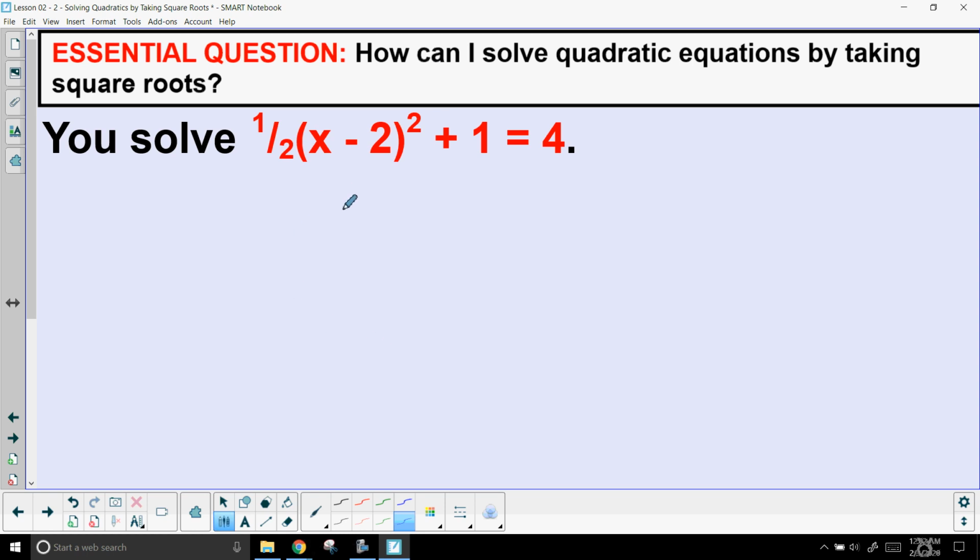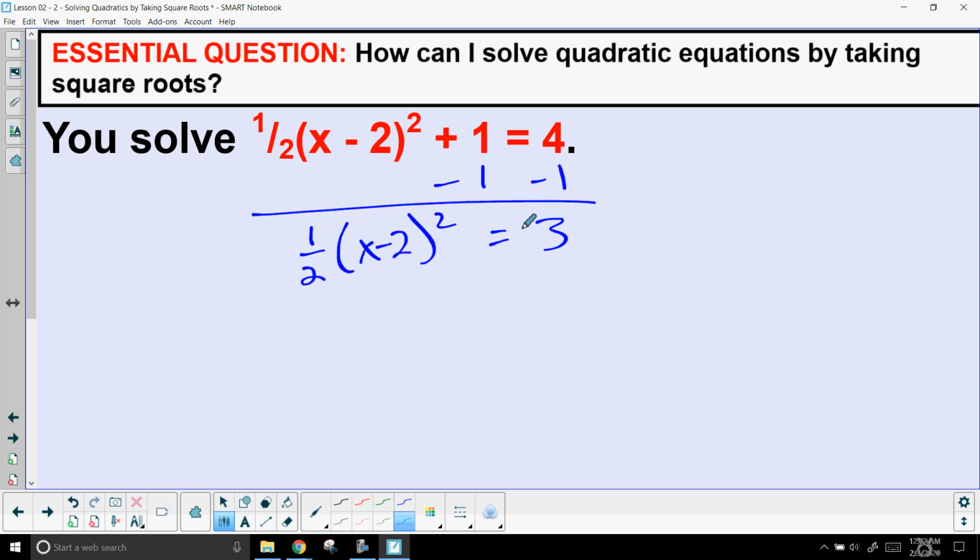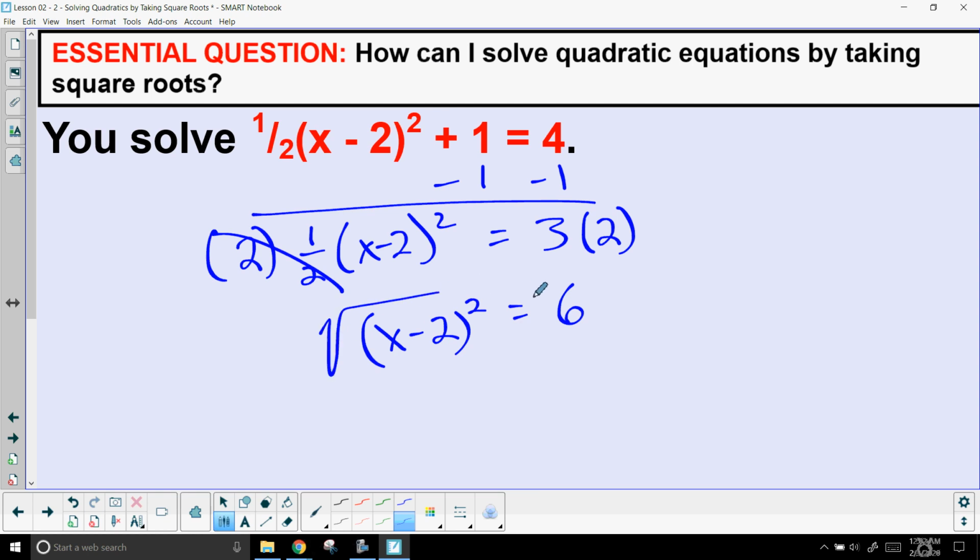Again, order of operations says I should subtract the 1 first. Draw my line. We get 3. Then we have 1/2 times x minus 2 squared. Again, order of operations. We need to multiply by 2. Times 2 to both sides. The 2 here cancels all of that off. So then we have x minus 2 squared equals 6. Take the square root. You get x minus 2 equals plus minus root 6.